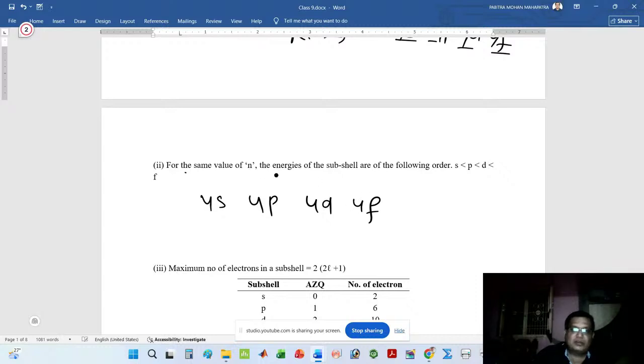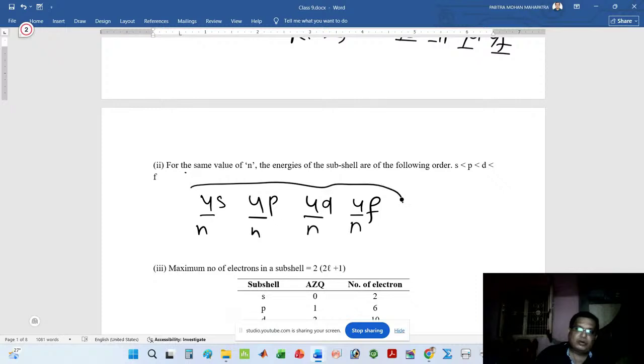For the same value, here the value of n is equal to 4, here the value of n is equal to 4, here the value of n is equal to 4, here the value of n is also 4. These four subcells present in the K, that is your same cell, that is your n cell, have the value n is equal to 4.